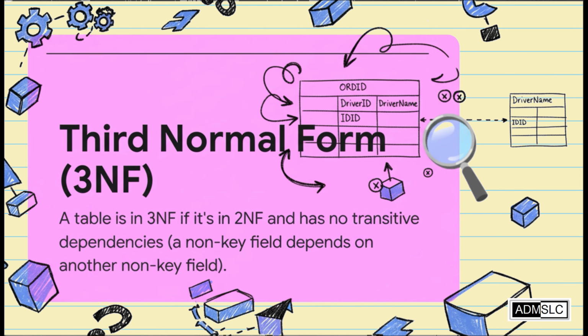This problem is called a transitive dependency. It sounds fancy, but it's really just like a chain reaction. Here's how it works in our table. The driver name, Jane Doe, depends on the driver, and the driver who's assigned depends on the order ID. So the order ID determines the driver, which then determines the driver name. Because the driver name doesn't depend directly on the order ID, it's in the wrong place.